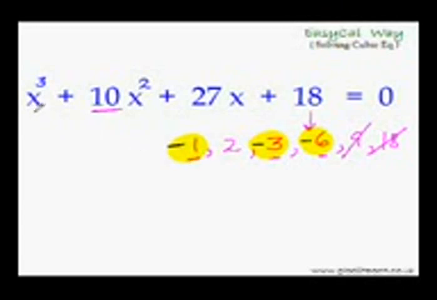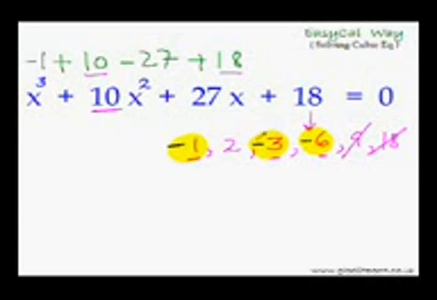So minus 1 cube is minus 1 only, minus 1 square is 1, and 1 times 10 is 10. 27 times minus 1 is minus 27, and this is plus 18. Now 18 plus 10 is 28, and minus 27 minus 1 is minus 28, plus 28 minus 28 is 0. That means minus 1 is definitely the correct answer.